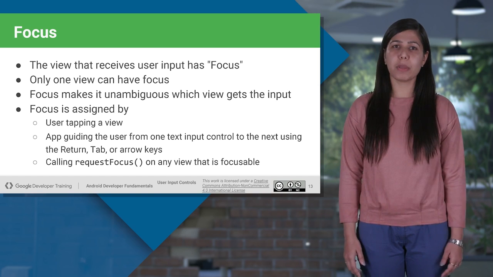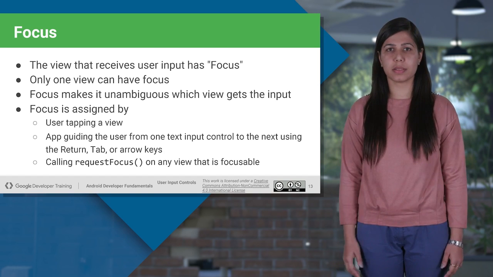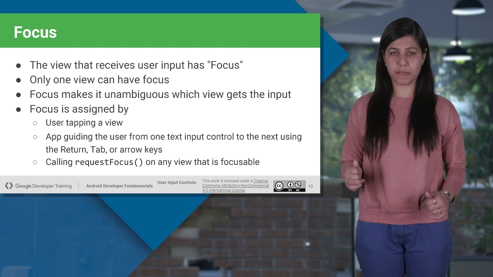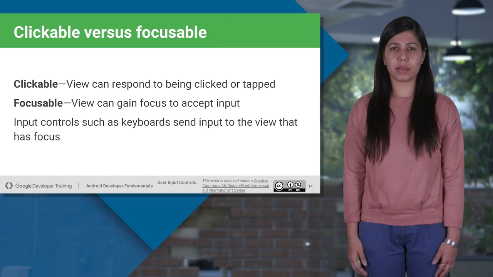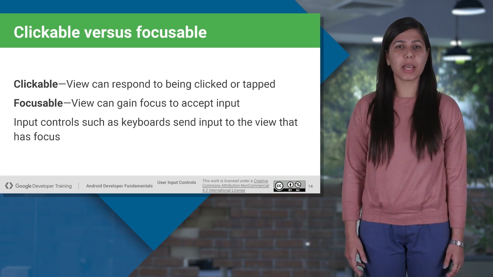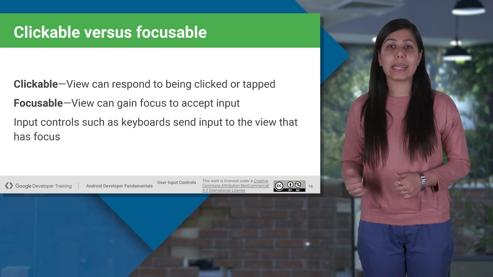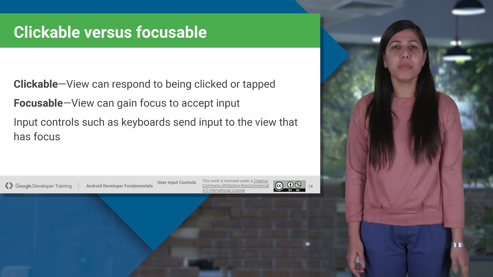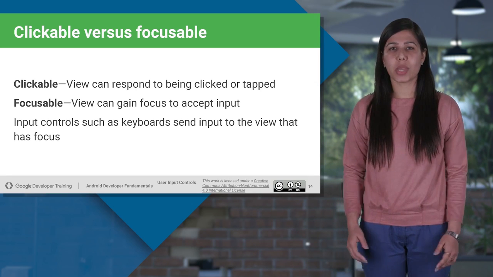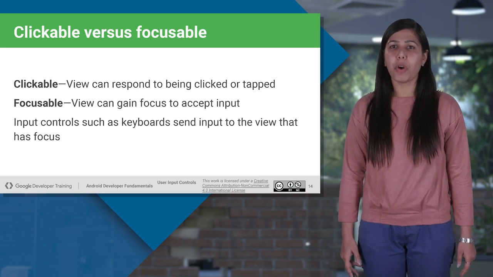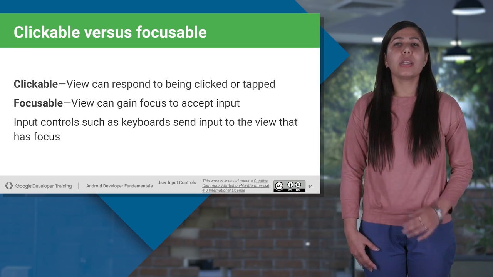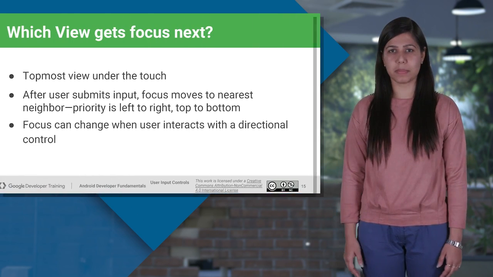So, how can we make a component focusable? We do it by calling the method requestFocus on a specific view object. You might think, what is the difference between clickable and focusable? Well, clickable components are those which respond to being clicked, touched, or tapped, for example, a button. But focusable ones are those which gain focus to accept input. For example, an input control such as a keyboard sends input to a text field that has focus.